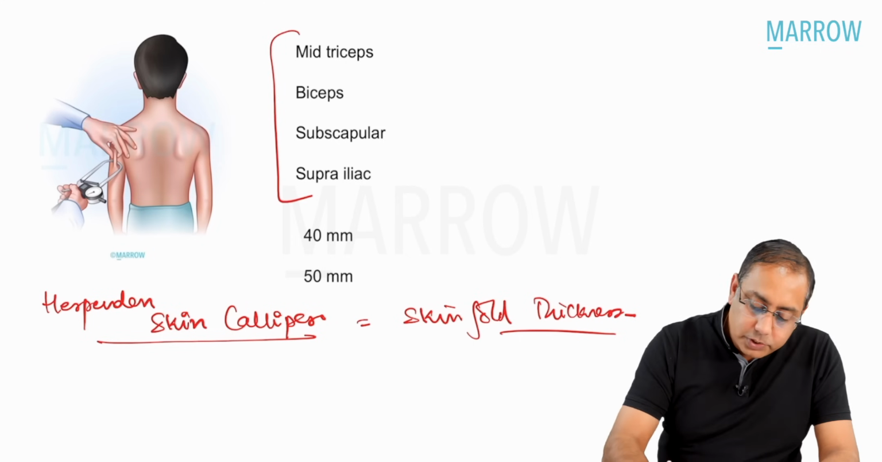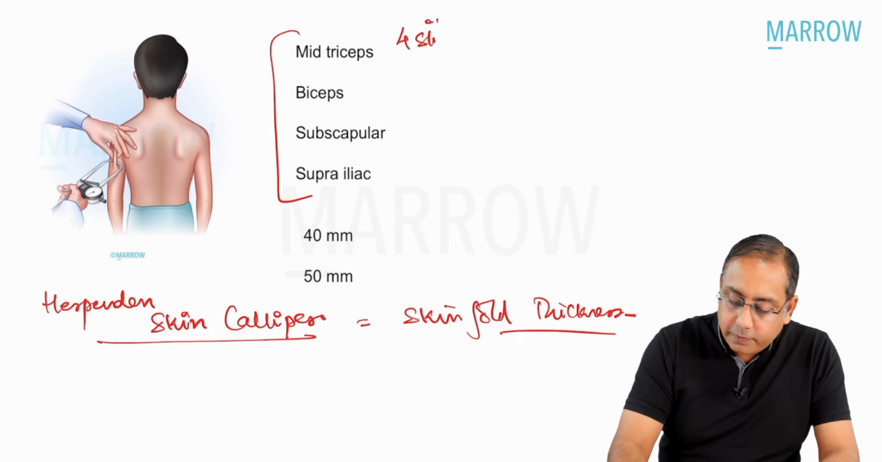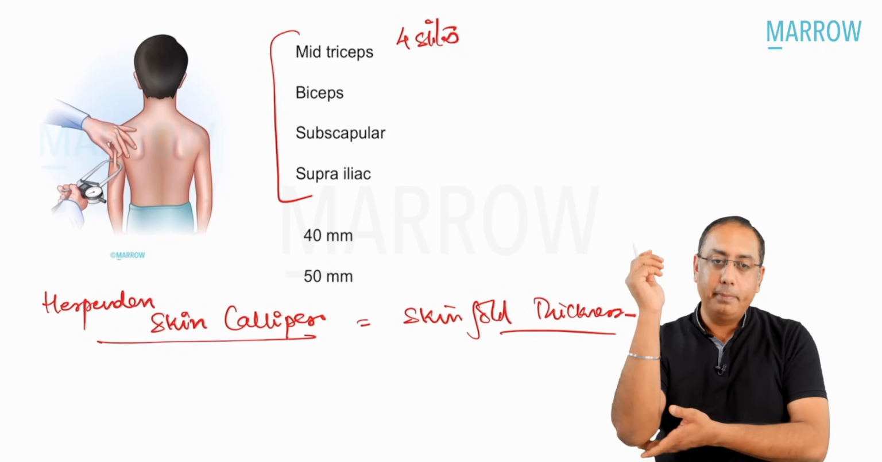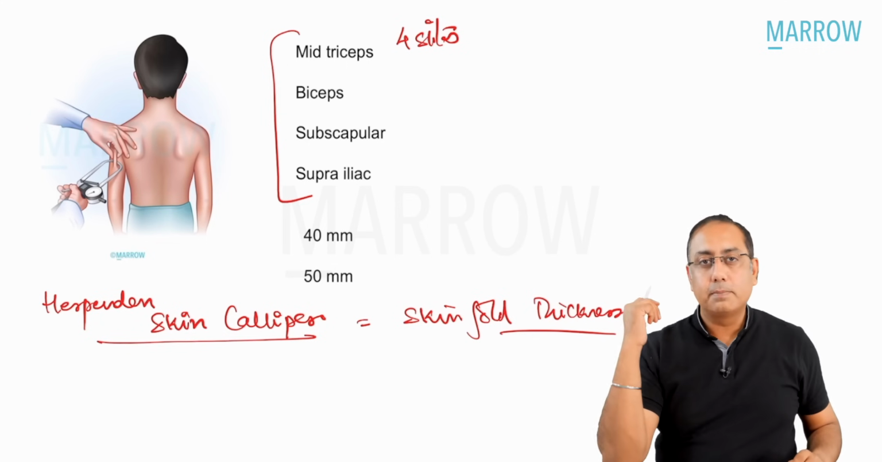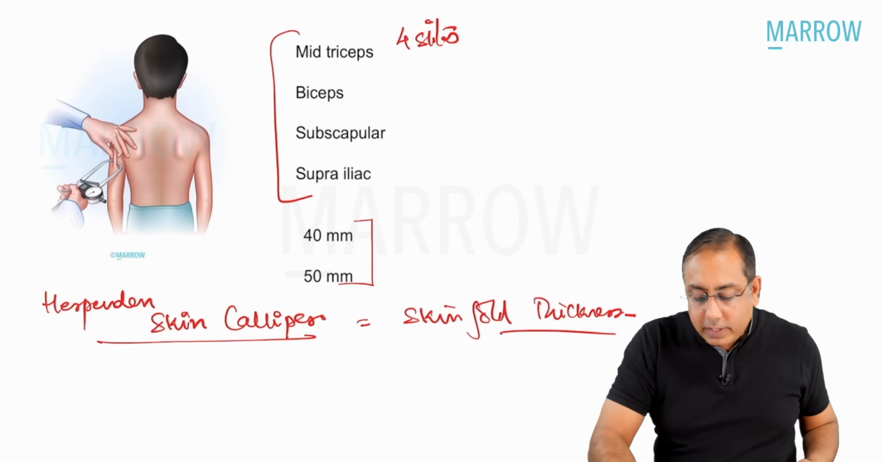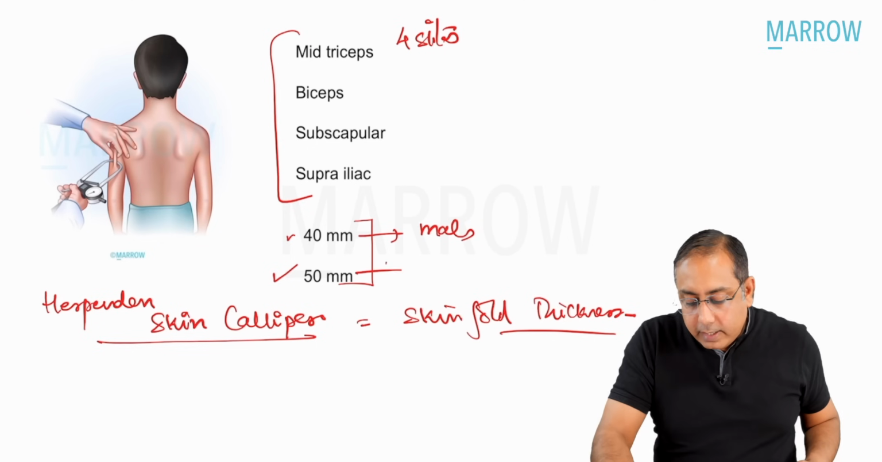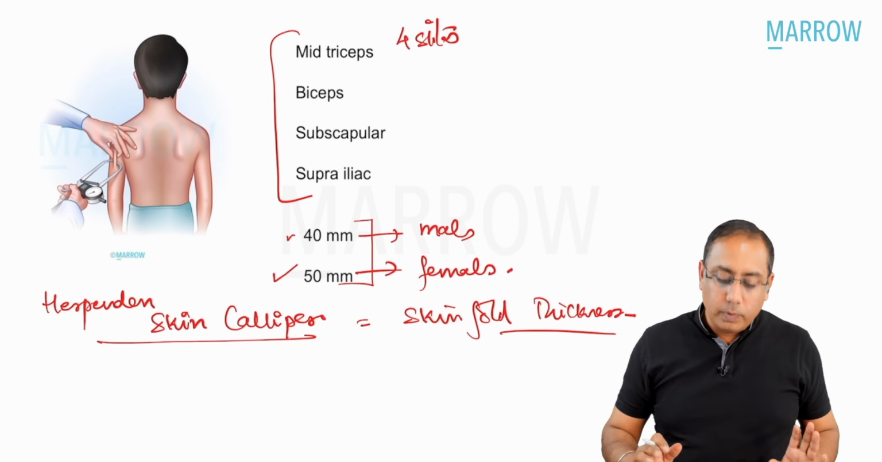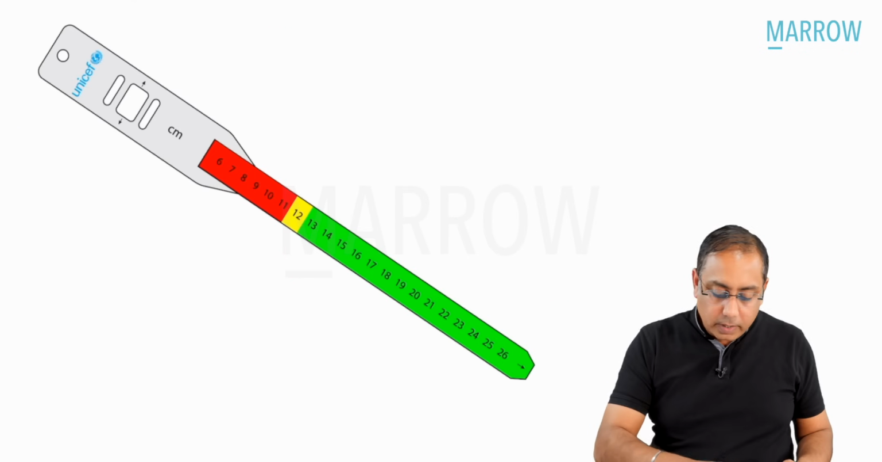So we are going to check from 4 sites. Different sites are there. You're going to check from the mid triceps, biceps, the subscapular, the suprailiac, and then you will add them up. If it is more than 40 in case of males, and in case of females if it is more than 50, it is called as overweight.